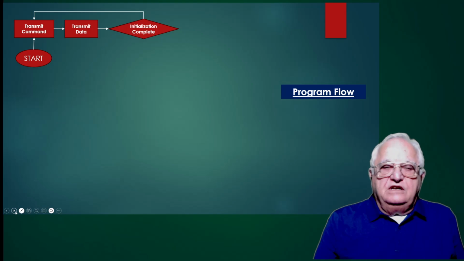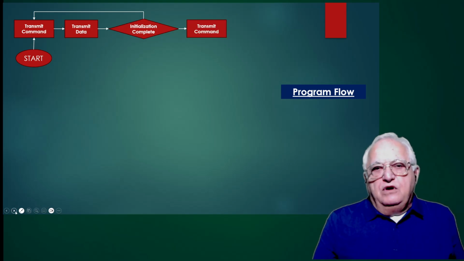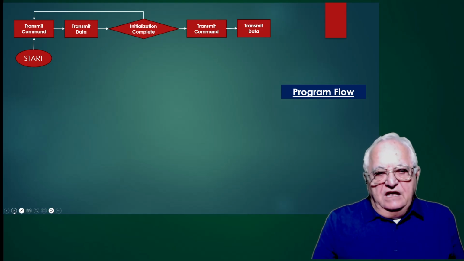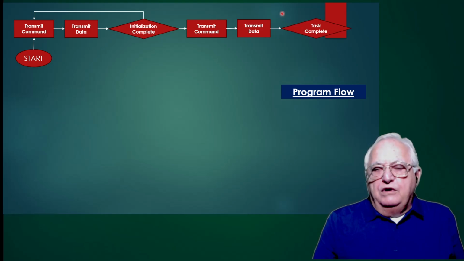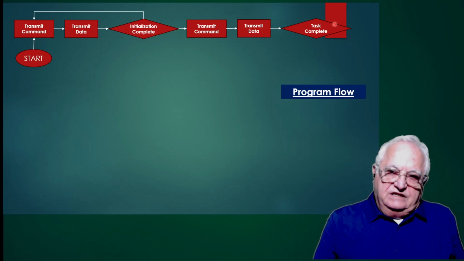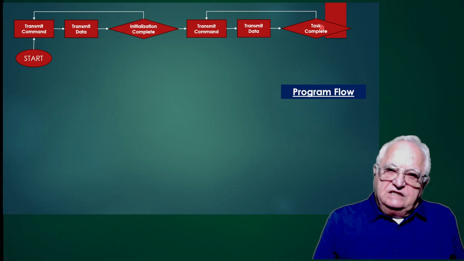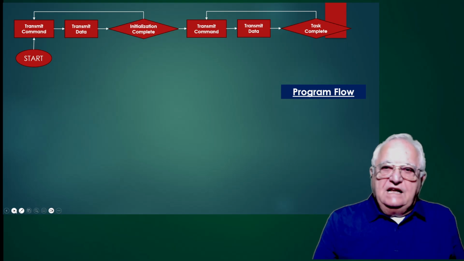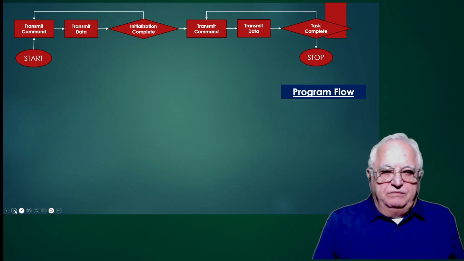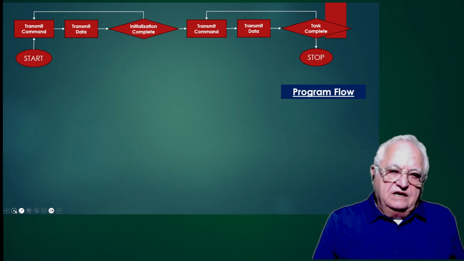Once we complete the initialization, we go again to transmit commands, followed by transmit data. We're doing this because we want to complete certain tasks. So we're going to continue to send commands and data till our task gets completed. Once that happens, we stop. So let's see the code to do these things.